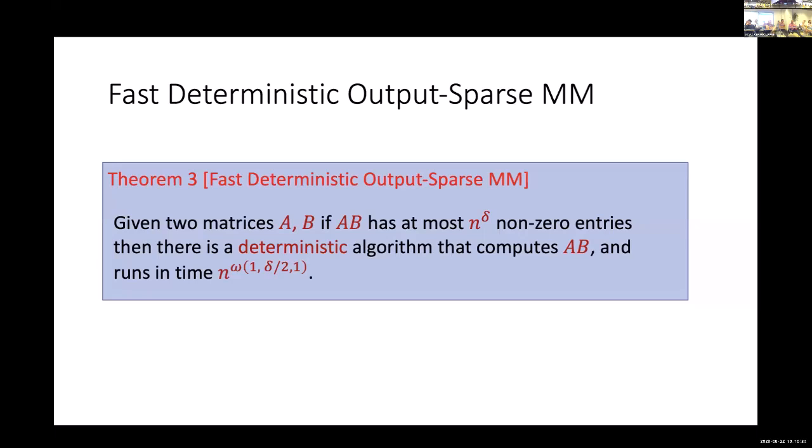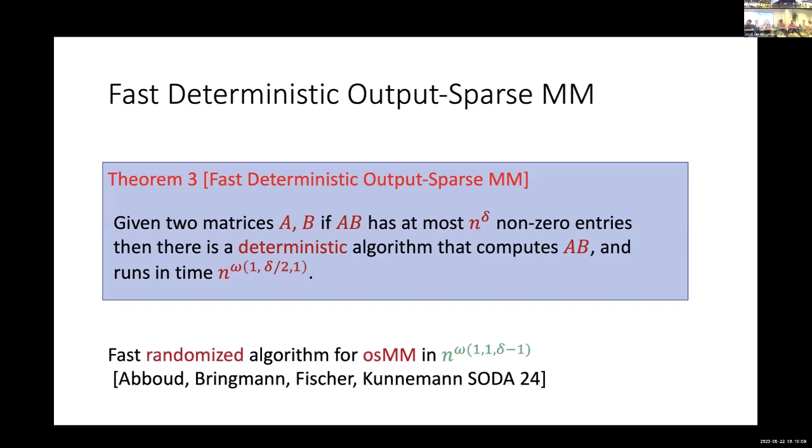If you think of MMV as the decision version, you can solve the search version, which is just MM. So if I give you two matrices A and B, and I promise you that the output is sparse, with only n to the delta non-zero entries, then there's a deterministic algorithm, and its running time is the same as the MMV running time. So there's a search and decision reduction. I can solve the search problem, which is actually MM, when my output is promised to be sparse. We'll call this output-sparse.